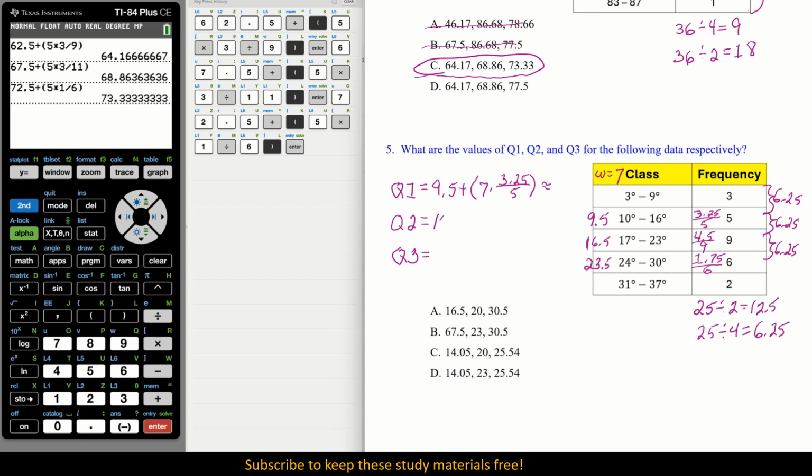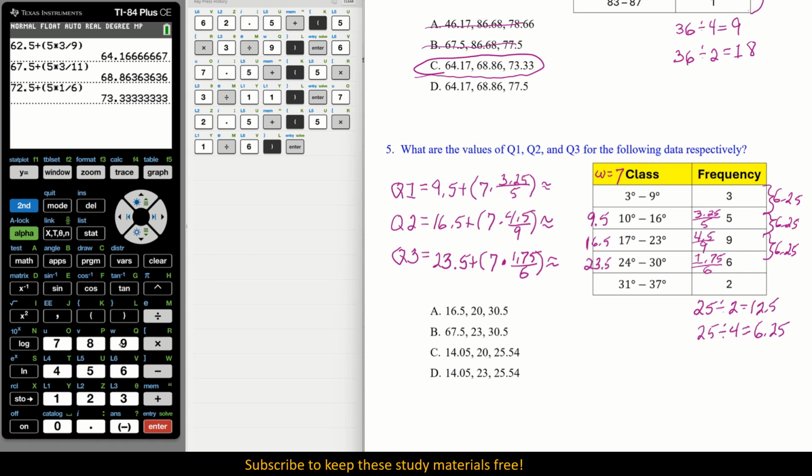Next one, 16.5 plus 7 times 4.5 divided by 9. You may remember that one. Okay, then the last one, we have 23.5 plus 7 times, and that's 1.75 over the 6. Okay, now let's put all this in the calculator and see what happens.